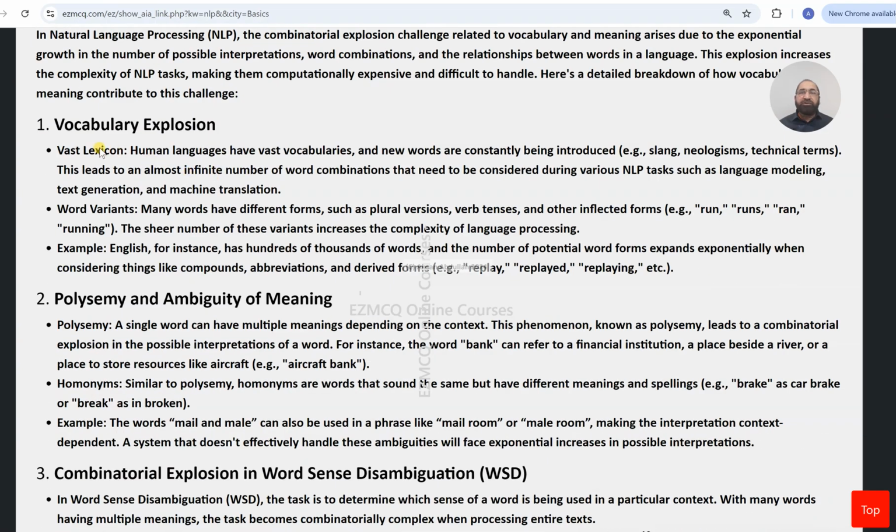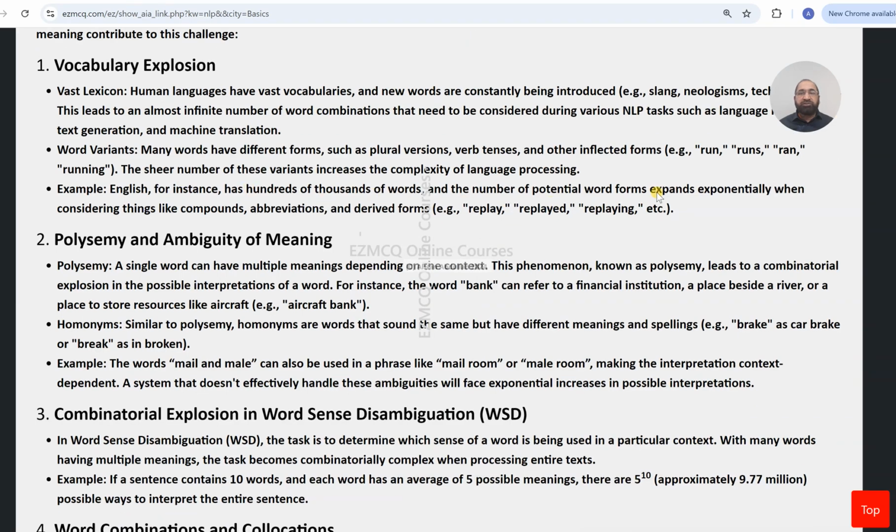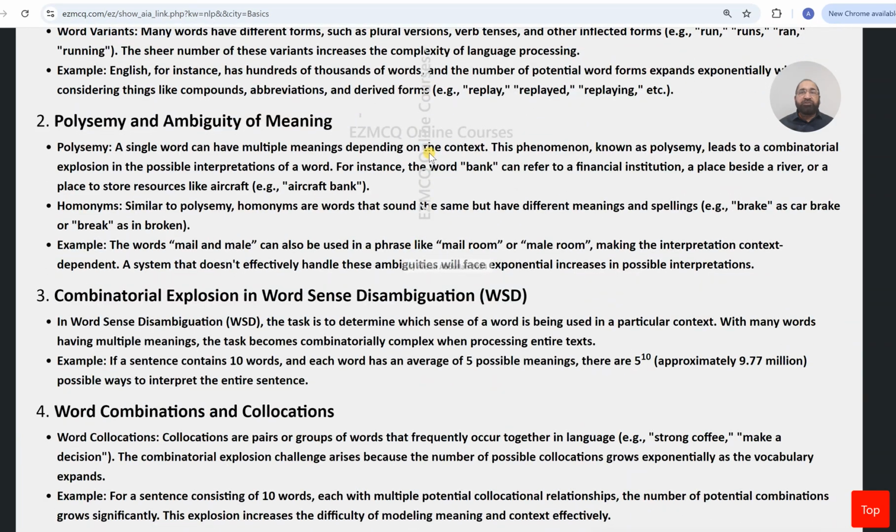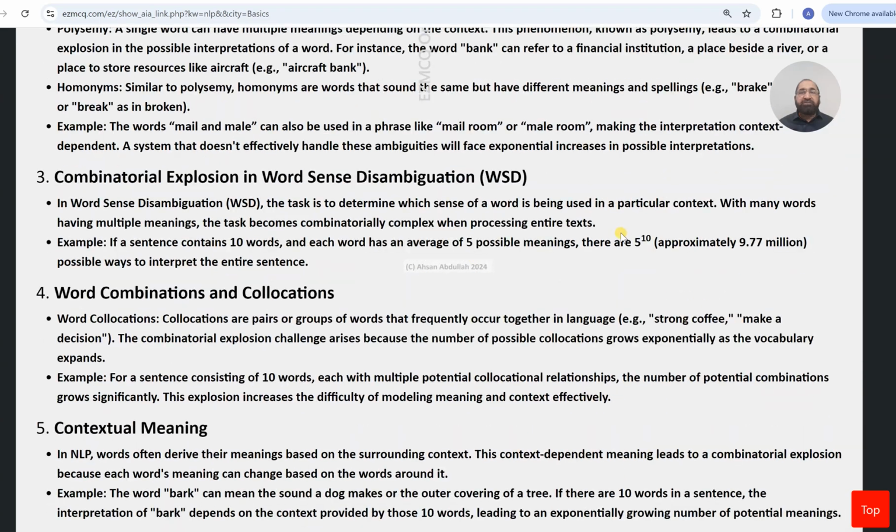So first, just look at the vast lexicon. Human language has a vast vocabulary. And then we have the plural versions of the word, which add to the complexity of the problem itself. And then we have hundreds of thousands of words, which expands exponentially when we look at replay versus replayed versus replaying. So you see that with replay and all of these variations, these derived forms, the number of permutations and the ambiguity in the meaning of the word also increase the complexity of the problem. For example, the mail room: mail, as I mentioned before, versus the mail room. So which of the mail room the person was mentioning requires the meaning of the word and the context also. And that is word sense disambiguation.